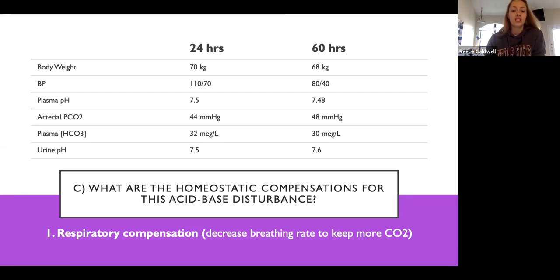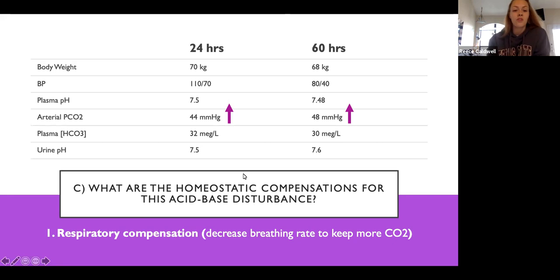Respiratory compensation is what our body does whenever the body becomes too basic. When the body becomes too basic, which is what we're dealing with here due to the vomiting and loss of hydrogen ions, the respiratory system will kick in by decreasing our breathing rate to try and keep more carbon dioxide in the blood. You can see that here, from 24 hours to 60 hours, we have increased the amount of carbon dioxide in our blood. So that's respiratory compensation. We're not trying to make the body more acidic, but we're trying to bring it back to normal from that basic level.